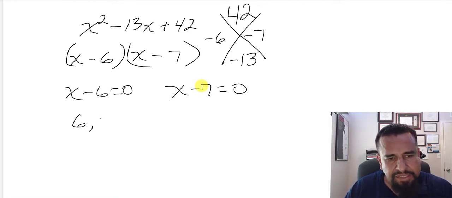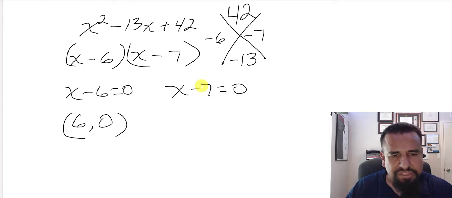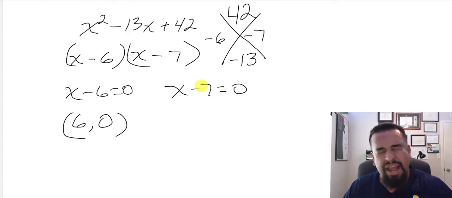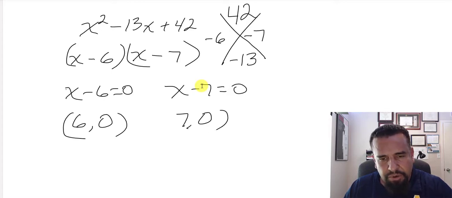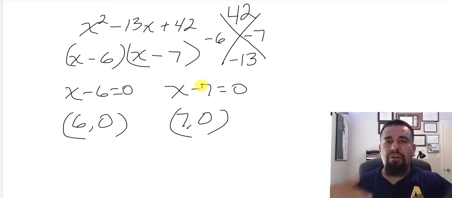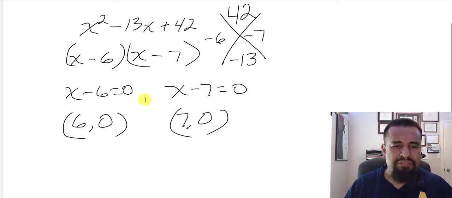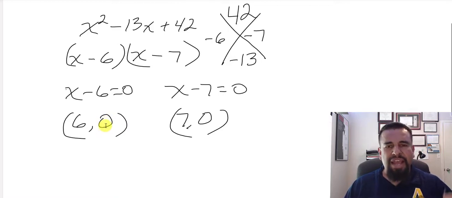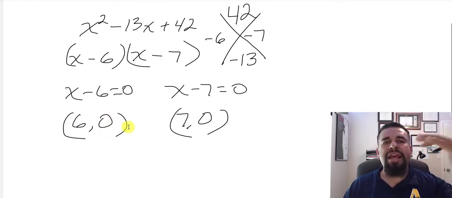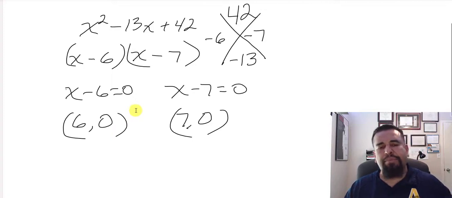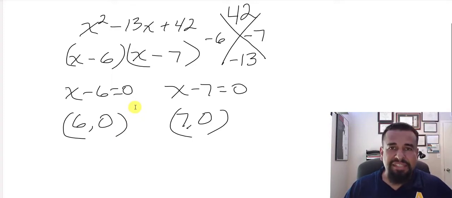So you're going to get 6, 0, because my y value is 0 when I intercept the x-axis. And then here I'm going to get 7, 0. So I just found my x-intercepts of my parabola. Does that make sense? That's why y has to be a value of 0. At this point, I have factored it, and I've also used a zero product property to get my x-intercepts.